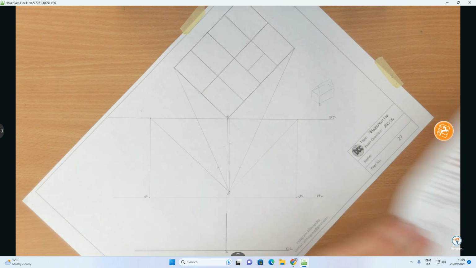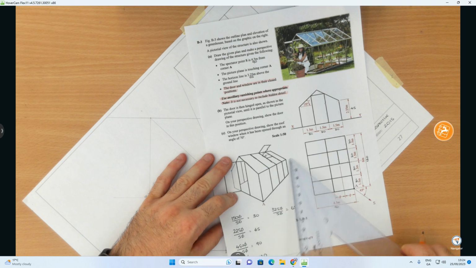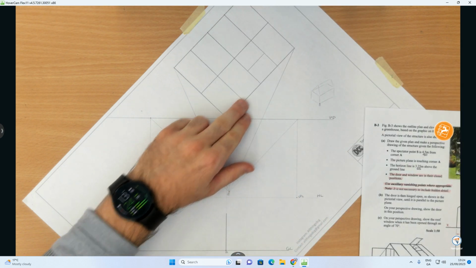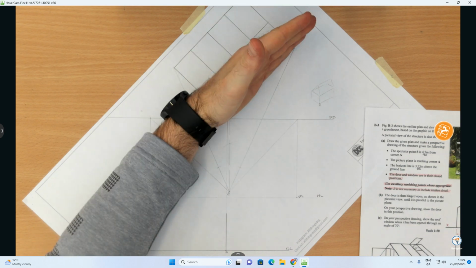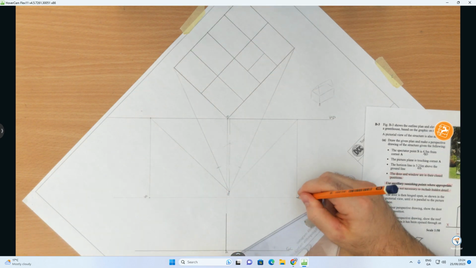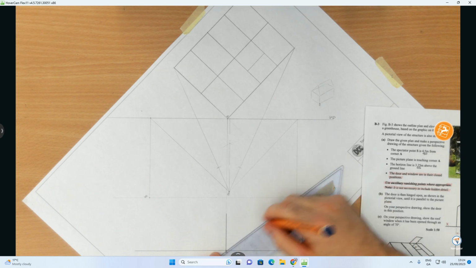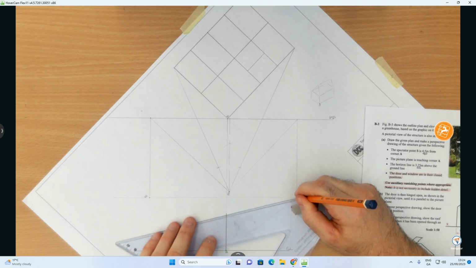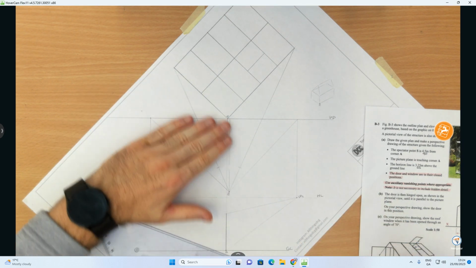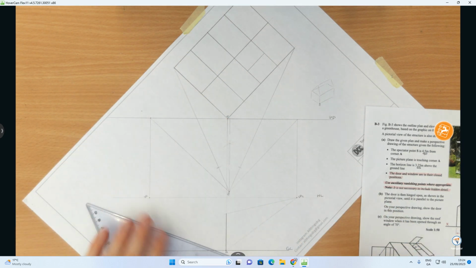Now, this face here is running back in this direction, which in my plan view is going in this direction here. Because it's going in this direction, I have to vanish it over to VP2. So from here, vanish to VP2. This face is running in this direction, which means it's going to vanish over to VP1.